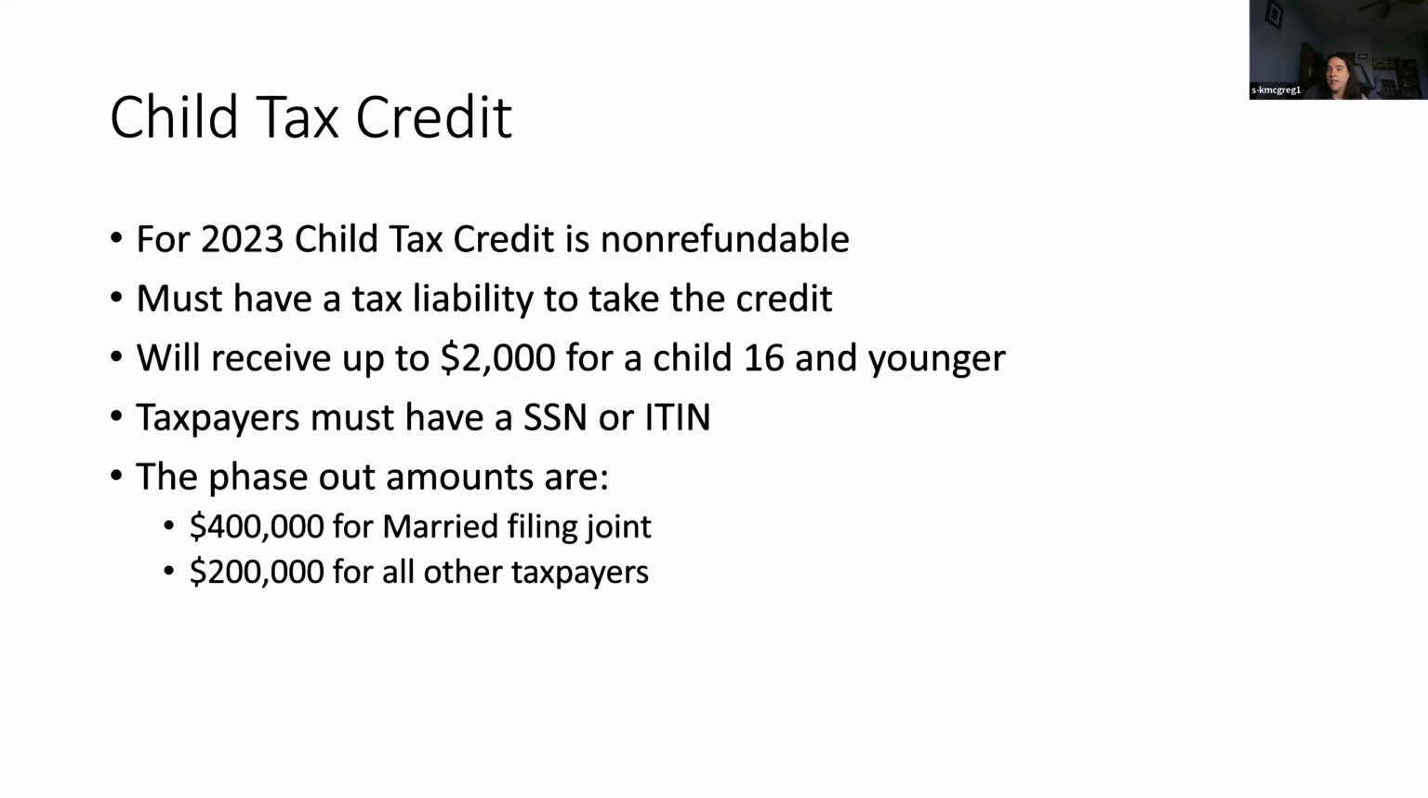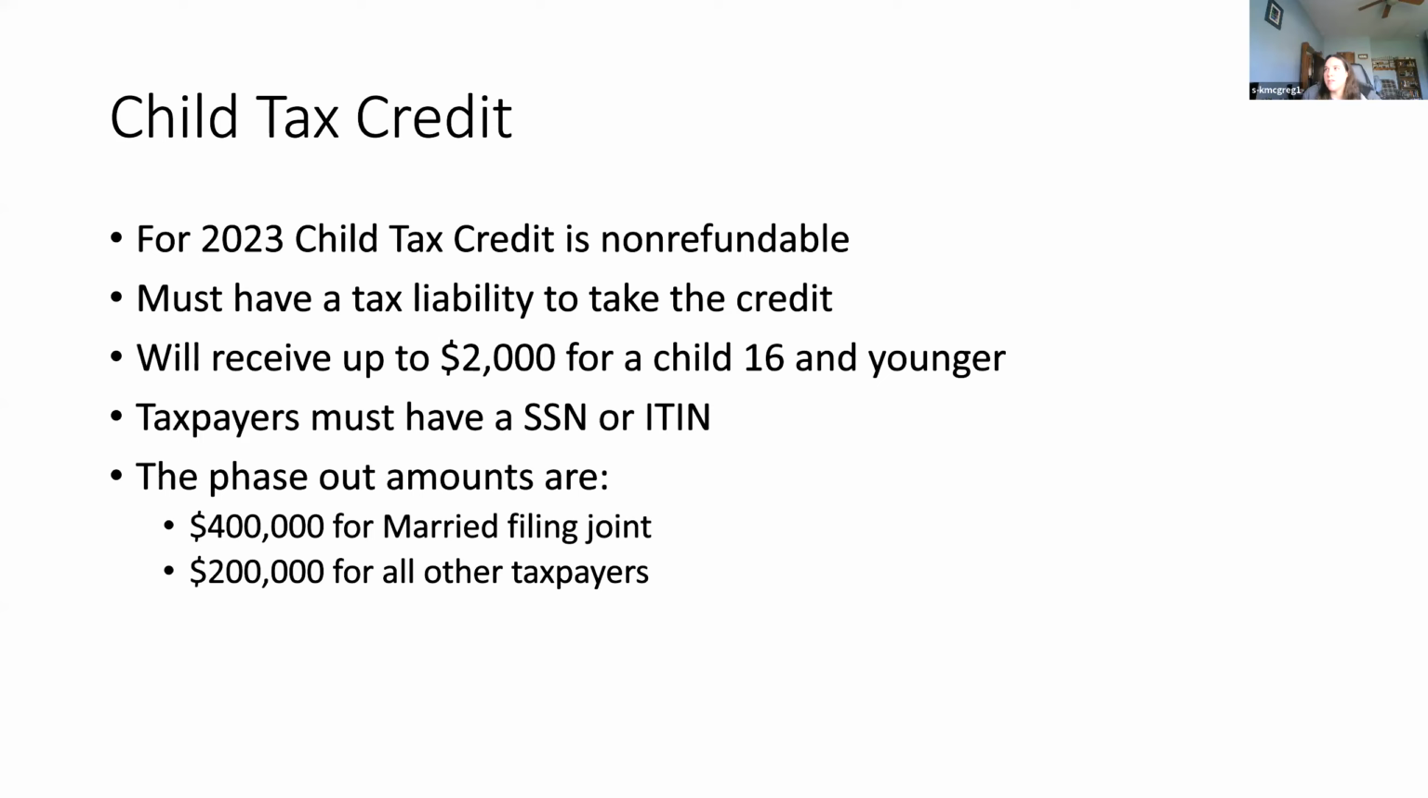So the child tax credit for this year is non-refundable again, which means that you have to have a tax liability to take the credit. So if you don't owe any tax, you can't get the child tax credit. The most you can receive is $2,000 per child, and it's for children 16 and younger. So if your child is a senior and they're 17, unfortunately you can't get the child tax credit for them anymore.